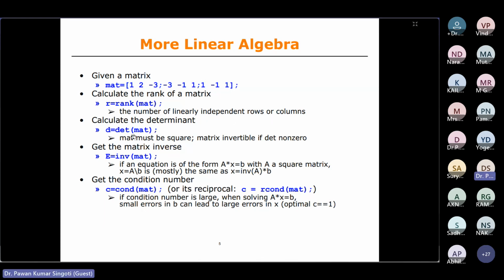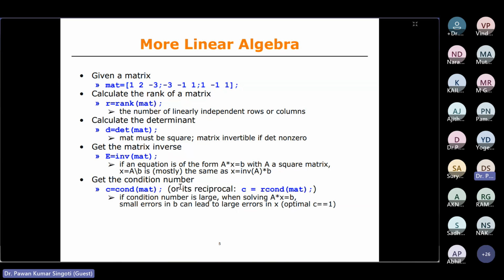Calculate the determinant. If you want to know the determinant, just write det and in brackets the matrix, and it will show you the determinant of this matrix. The matrix must be square, and the matrix is invertible if the determinant is non-zero. Get the matrix inverse by the inverse command. If an equation is of the form A X equals B, with A a square matrix, then X equals A backslash B is mostly the same as X equals inverse of A times B.